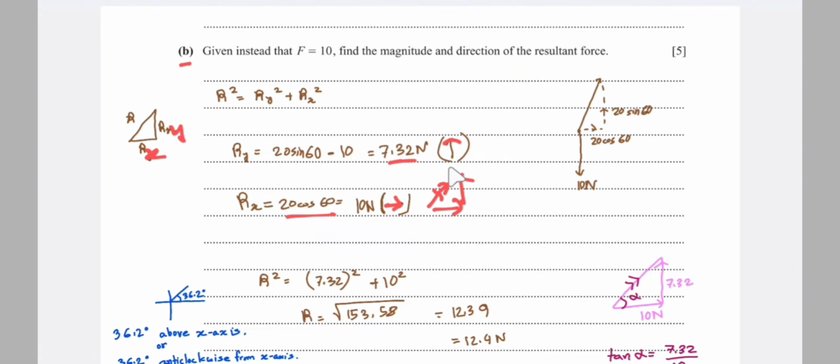So what is the resultant force? Since the resultant force is the hypotenuse of the right angle triangle, we can use the formula R square is equal to Rx square plus Ry square.